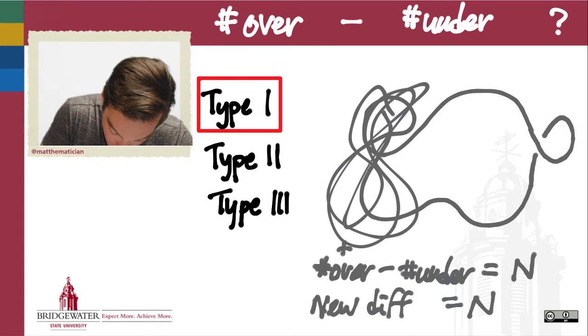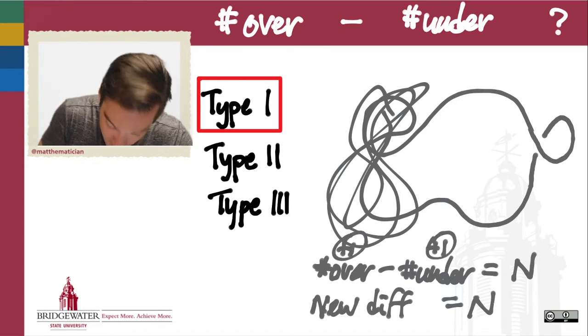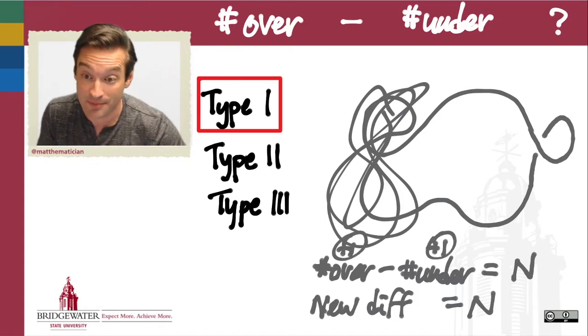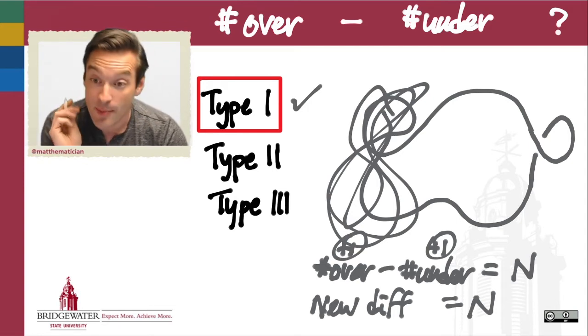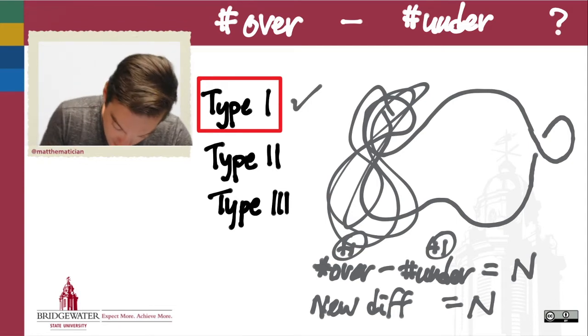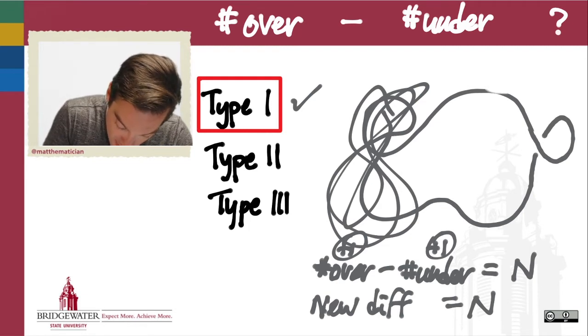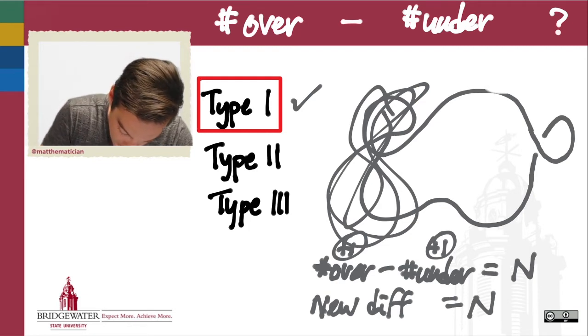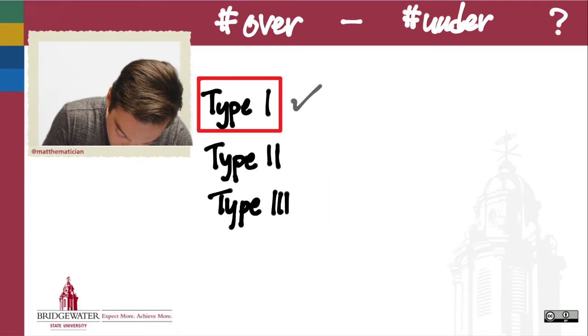Right? Because I've added one to the overs, but I've also added one to the unders. And so the difference remains the same. So it passes the type 1 Reidemeister move test. Right? The type 1 Reidemeister move does not change the amount by which the overcrossings exceed the undercrossings. How about type 2? Same process.